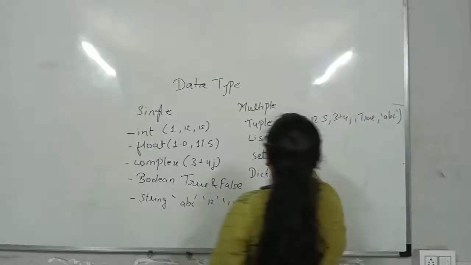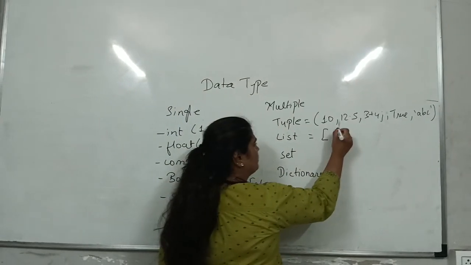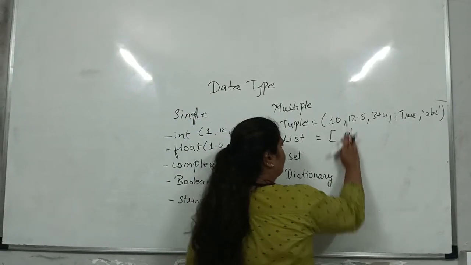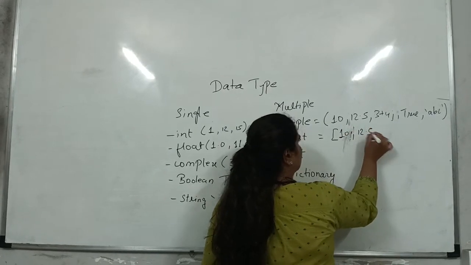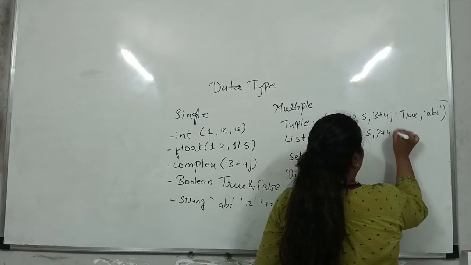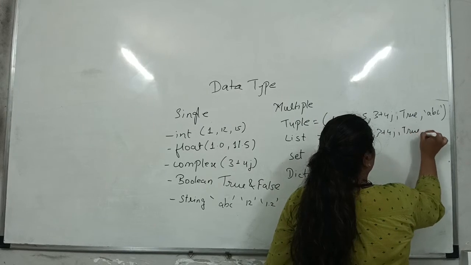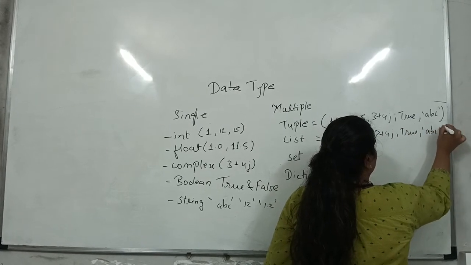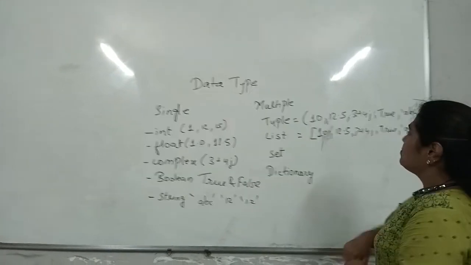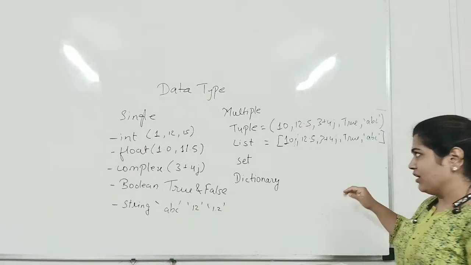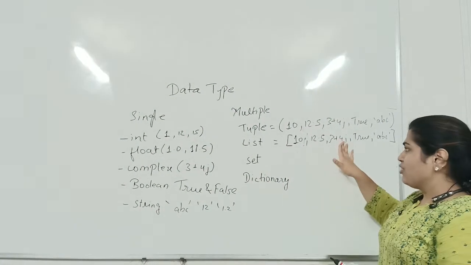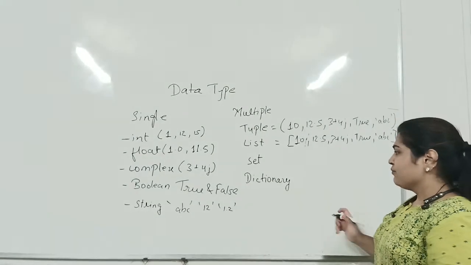In list, it is stored in square brackets. In square bracket form as well, it is stored as the same combination of single data types. But the difference between the tuple and list is that here we can manipulate the data as well. Here we can store it, we can manipulate it, and we can access the data.